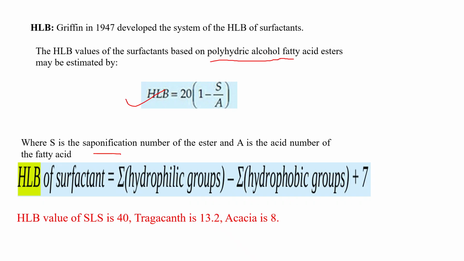For HLB values, you have to remember a few examples: SLS, sodium lauryl sulfate, HLB value 40; Tween 80, 15; Span 80, 4.3; Digan, 13.2; Acacia, 8. Try to remember these values.